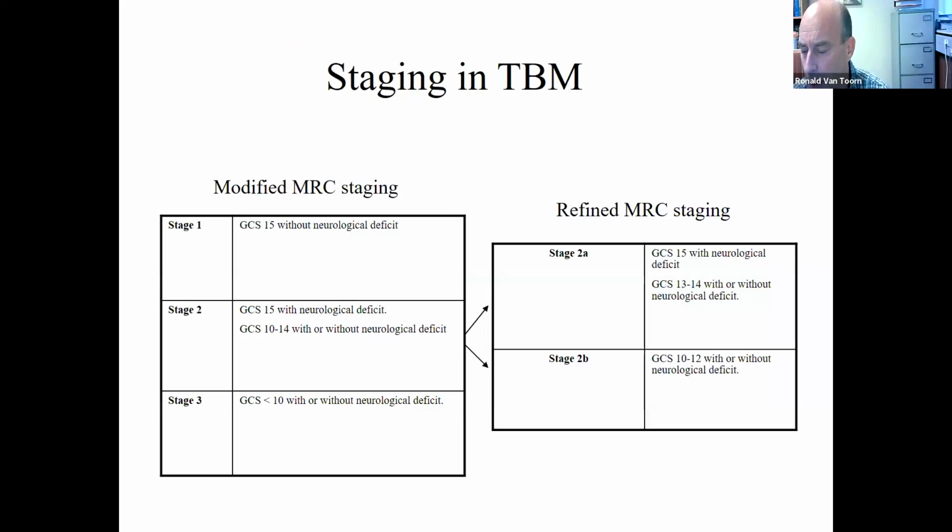Lastly, something about the outcome in TB meningitis. As you all know, if the patient comes into your ward, we do a staging system. What we've done at Tygerberg is we've decided to use a refined system, because we thought that stage 2 was too broad. So we've now introduced a stage 2A and 2B.